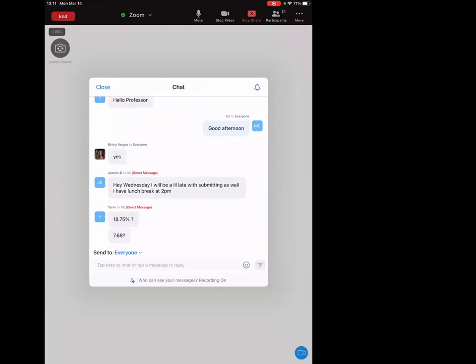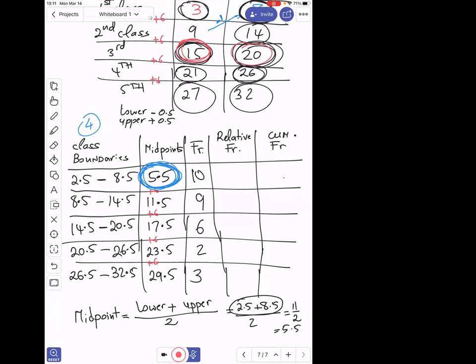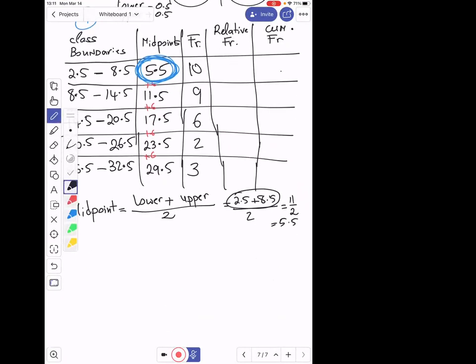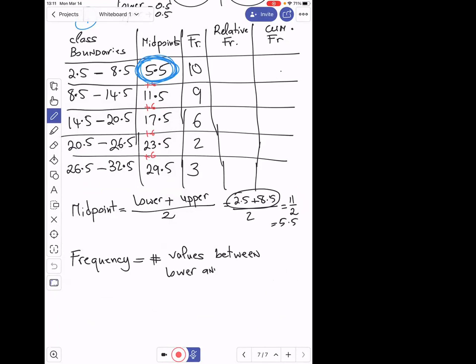Okay. All right. You said how many values are between? Yep. So let me write down the formula. So the frequency, that's just the number of the values between the lower and upper limits, boundaries. It's up to you, the same limits, right? Lower and upper limits are included. Okay, so that's what I mean by the frequency.